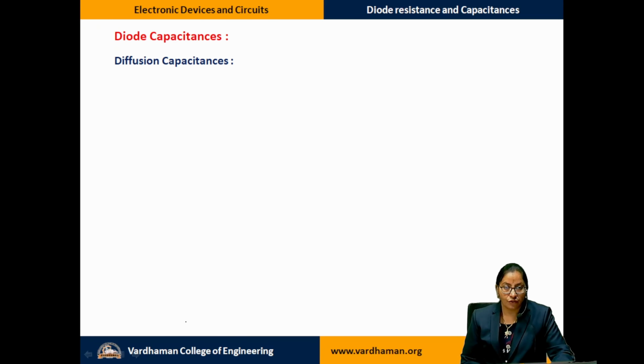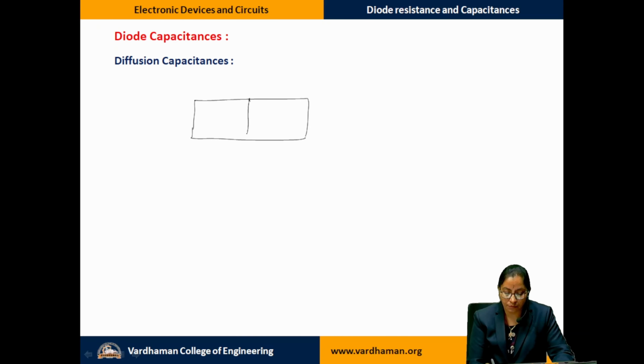Similarly, under forward bias condition we also have a diffusion capacitance exhibited. So let us take our PN junction diode and apply a forward bias and check for this diffusion capacitance.